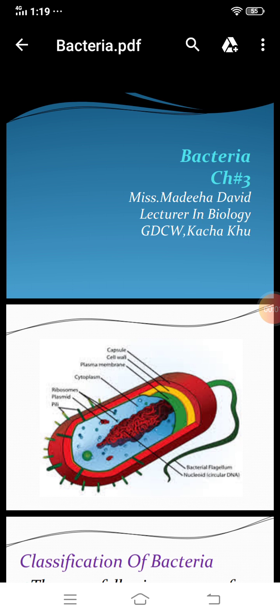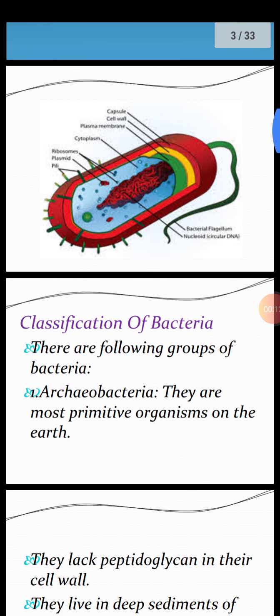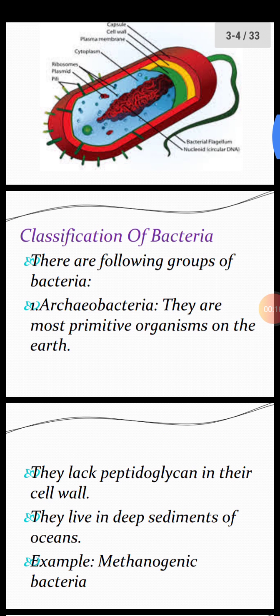Today in Botany A Bacteria chapter number 3, we will discuss classification of bacteria. As you can see in the image, a bacterial cell is shown with flagella, ribosomes, and plasmids. The topic is classification of bacteria. There are the following groups of bacteria.